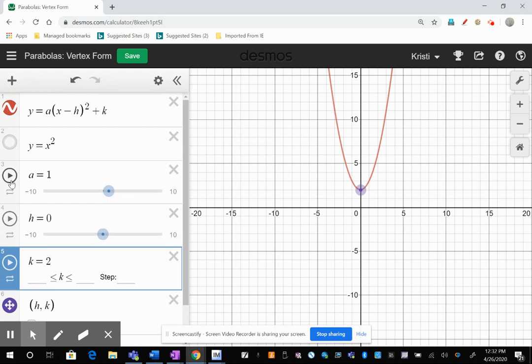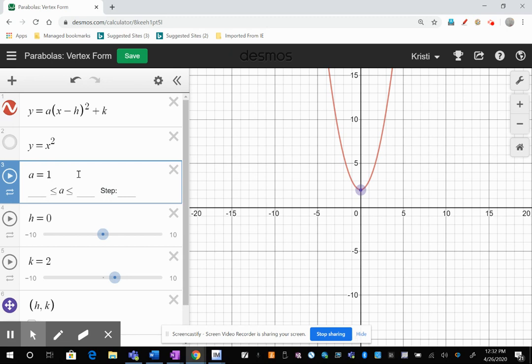Now let's take a look at the a value, which we're really going to focus on this week when we're graphing. All the a values are going to be +1 or -1. First, let's see what happens if we change the a value to a negative. Boom, it goes upside down. If we change the actual number, say to 2, it gets narrower. Just to throw some vocab out there, that's called a vertical stretch. And when it gets wider, it's called a compression.